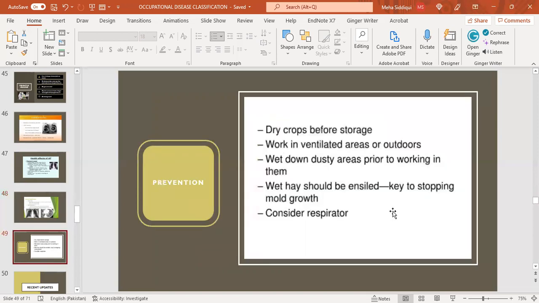Prevention includes: dry crops before storage, work in ventilated areas or outdoors, wet down dusty areas prior to working in them. Wet hay should be kept outside, which is key to stopping mold growth, and consider a respirator.